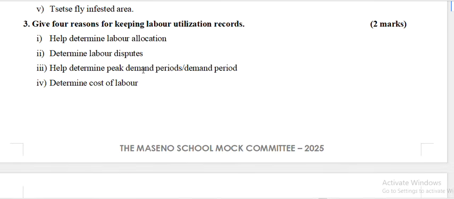Then question 3, give 4 reasons for keeping labor utilization records. Number 1, it helps to determine labor allocation. It also helps to resolve labor disputes, helps determine peak demand periods, and helps determine the cost of labor.